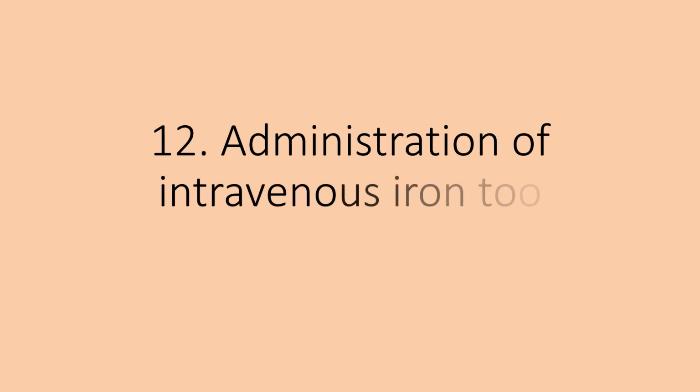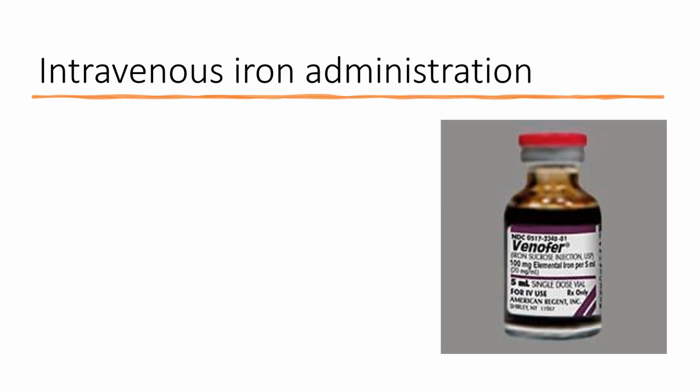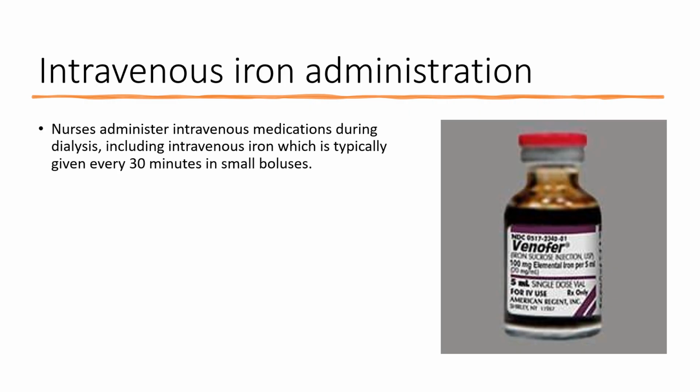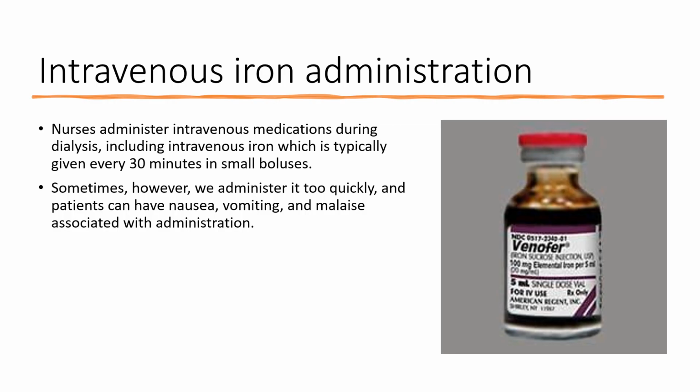And the last preventable error in a dialysis unit that I'd like to discuss today is administration of intravenous iron too quickly. So this is for the nurses out there. The dialysis techs are off the hook on this one. Obviously, nurses administer intravenous medications during dialysis, including intravenous iron, which is typically given every 30 minutes in small boluses. Sometimes, however, if we administer it too quickly, it can cause the patients to experience nausea, vomiting, malaise associated with its administration. It's not unusual for a dialysis patient to call my office saying, "I got really sick again, I got the iron too fast." And so just be careful to slowly administer the intravenous iron over the course of the treatment.